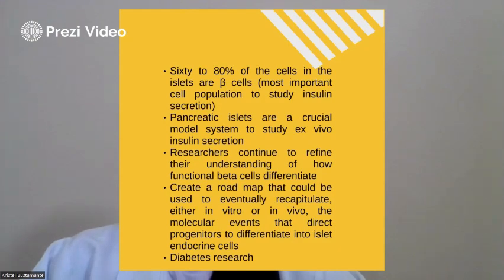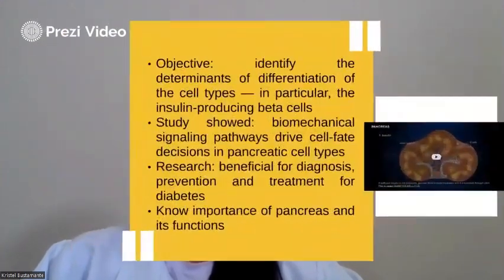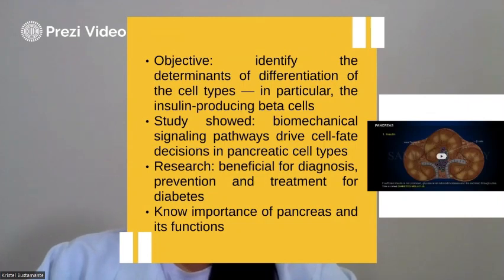In conclusion, the research objective is to identify the determinants of differentiation of the cell types, in particular the insulin-producing beta cells. Studies show biomechanical signaling pathways drive cell fate decisions in pancreatic cell types, and the research is beneficial for diagnosis, prevention and treatment of diabetes. Now, the importance of the pancreas and its functions. The last video.